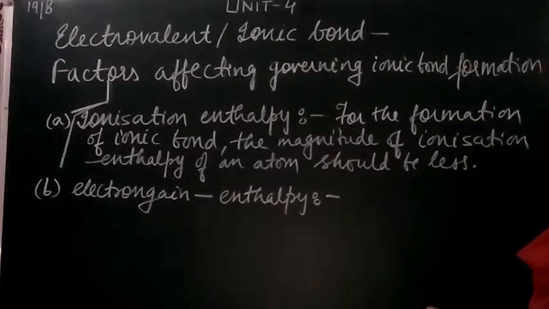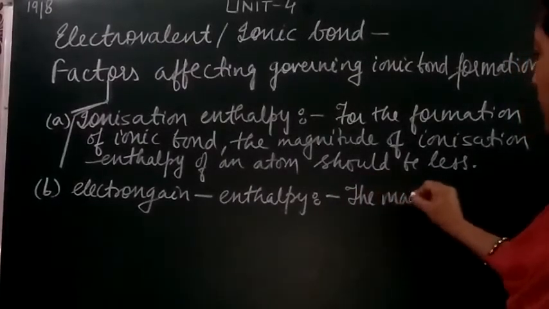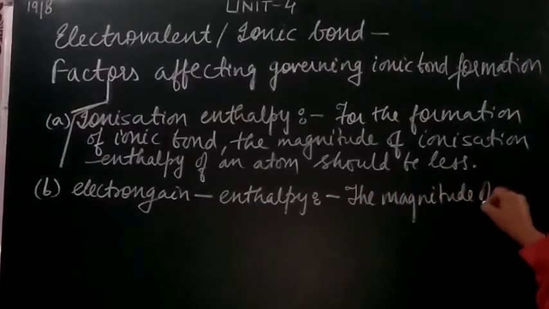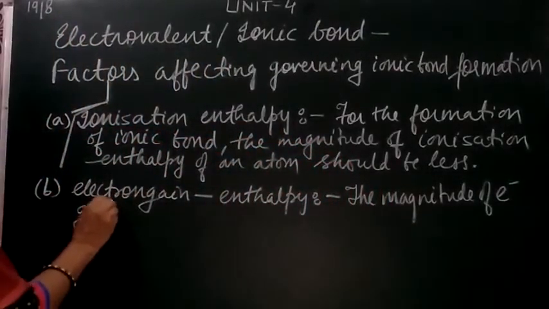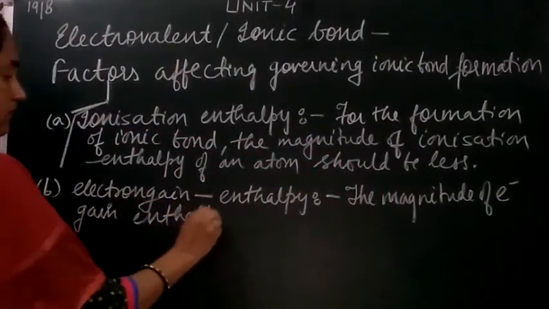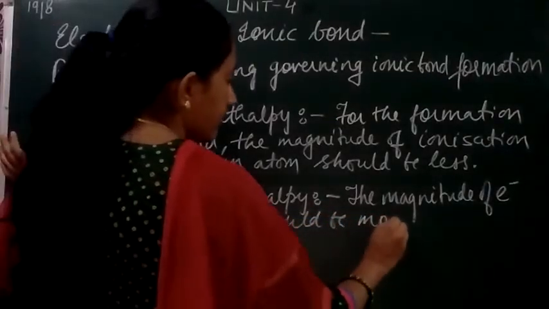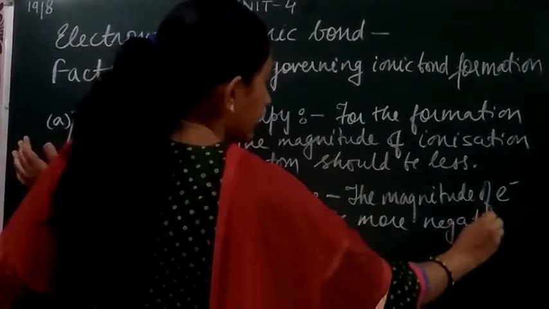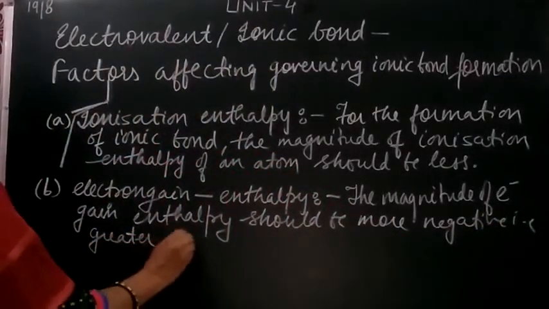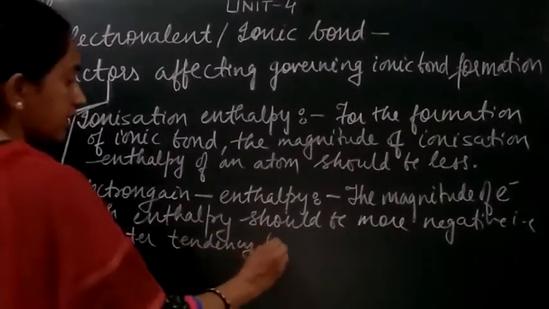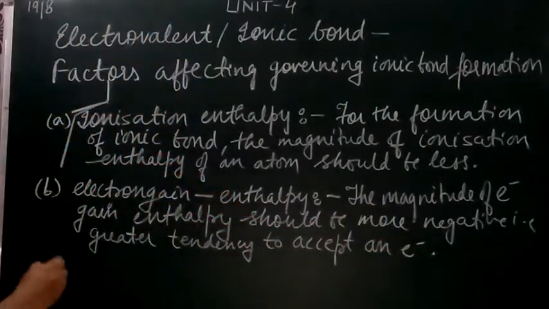So for the formation of the ionic bond, the magnitude of electron gain enthalpy should be more negative, that is, there should be greater tendency to accept an electron, right?